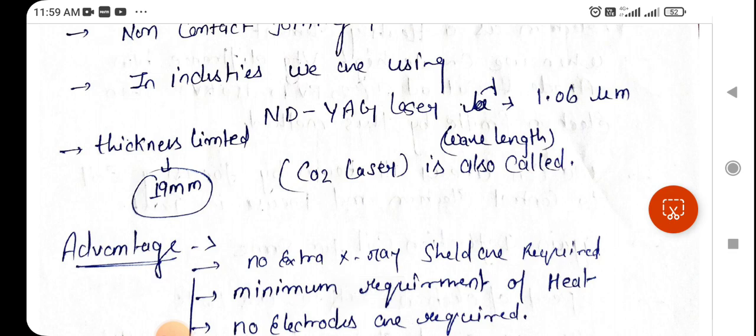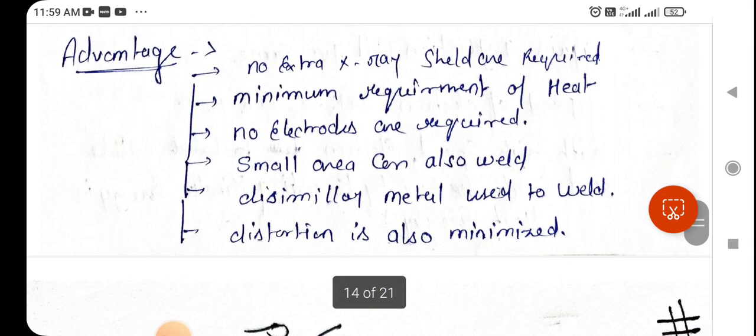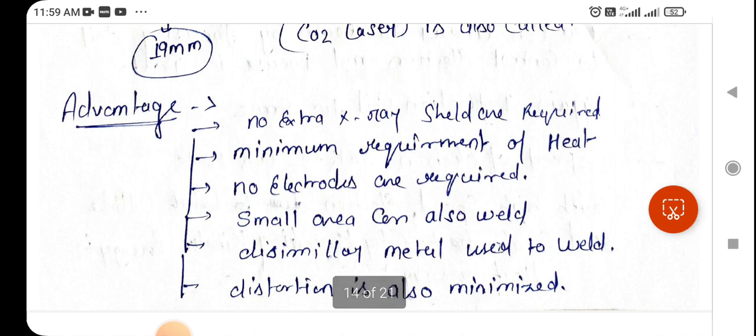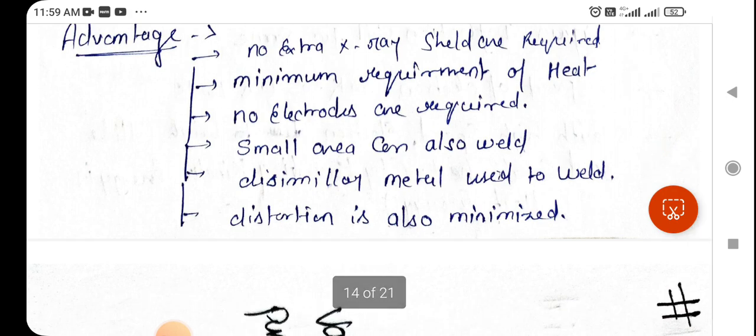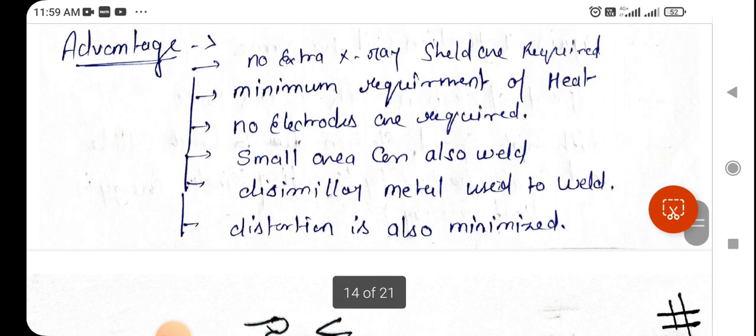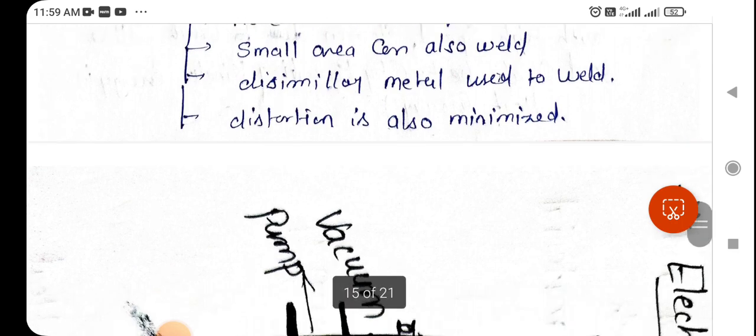This welding is also known as CO2 welding. The advantages of such welding are that no extra X-ray shield is required, there is minimum requirement of heat, which means we generally use such welding for low heat, and no electrodes are required, as previously shown in the figure. Small areas can also be welded, which is not possible by other arc and resistance welding. Dissimilar materials can also be welded, and distortion is minimized by this welding.